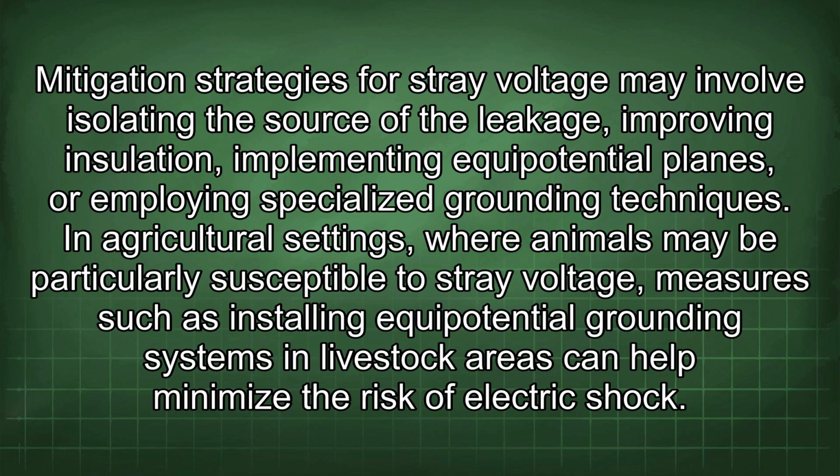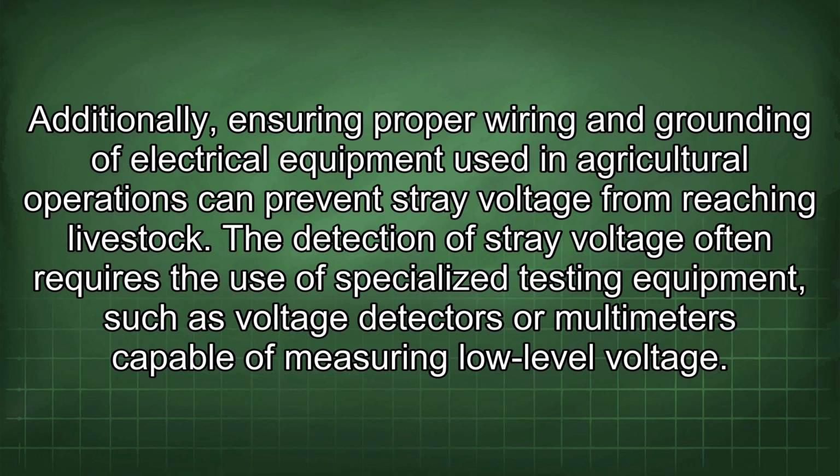Mitigation strategies for stray voltage may involve isolating the source of the leakage, improving insulation, implementing equipotential planes, or employing specialized grounding techniques. In agricultural settings, where animals may be particularly susceptible to stray voltage, measures such as installing equipotential grounding systems in livestock areas can help minimize the risk of electric shock. Additionally, ensuring proper wiring and grounding of electrical equipment used in agricultural operations can prevent stray voltage from reaching livestock.